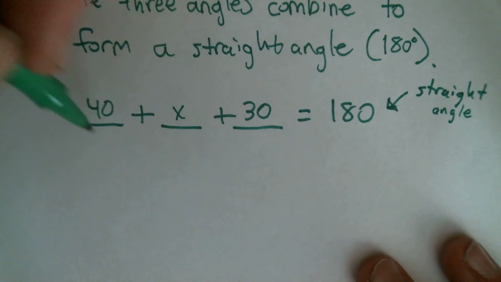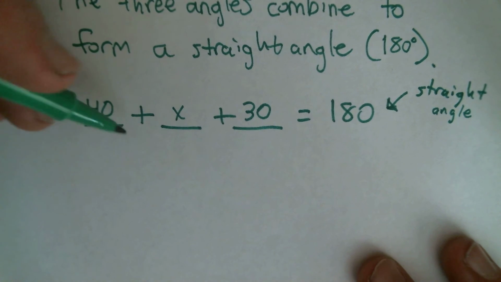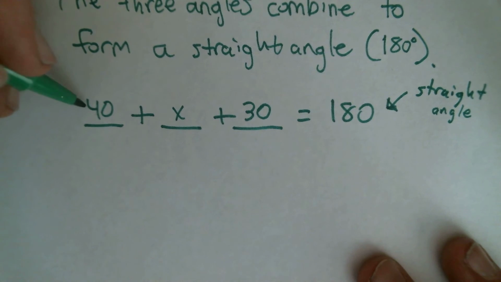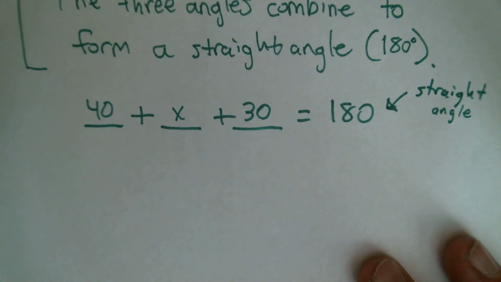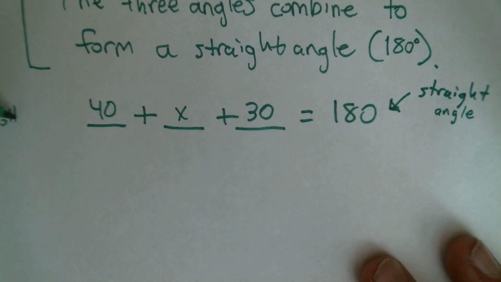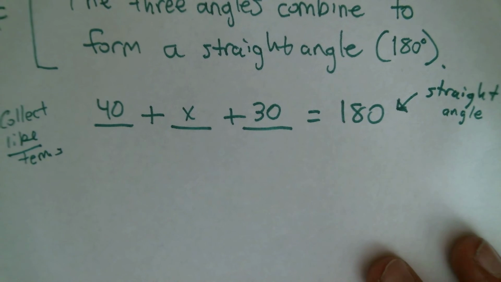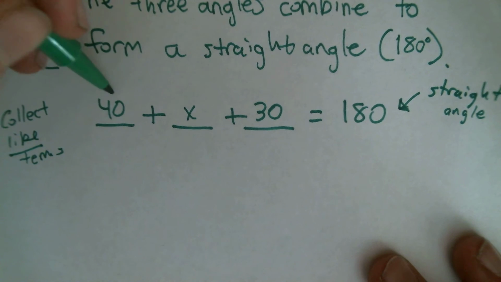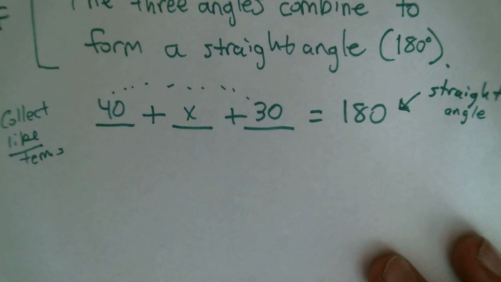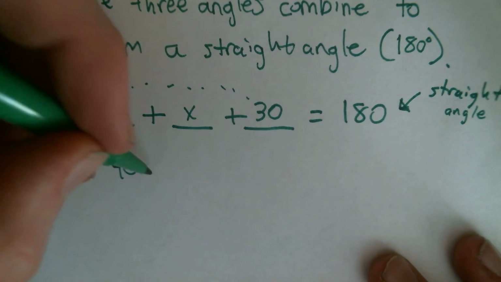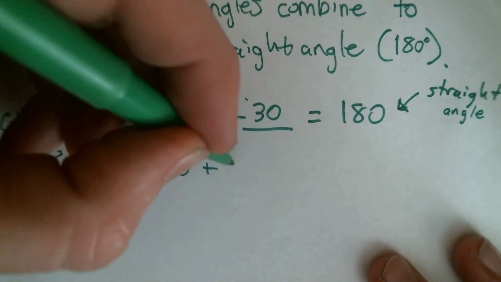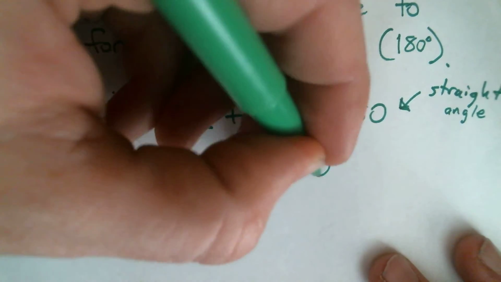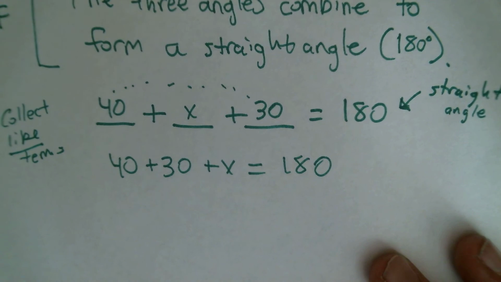Remember, right now this looks kind of funky, but I can rearrange it all I want. I might put the things that look like each other together. I'm going to do what's called collect like terms. Keyword there is like. Which terms are like each other? Well, these 2 are like each other. They don't have any variables with them, so I can say 40 plus 30 plus x equals 180. If you wanted to put it on the other side, you could do that too.